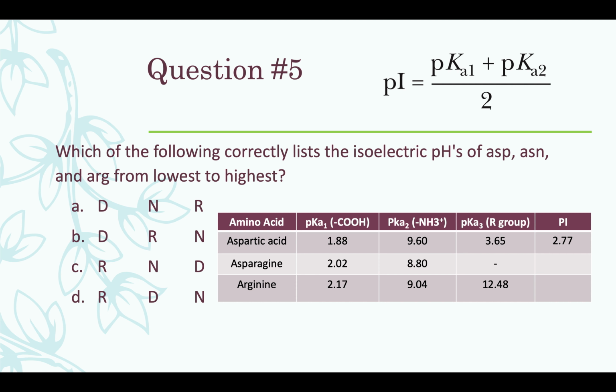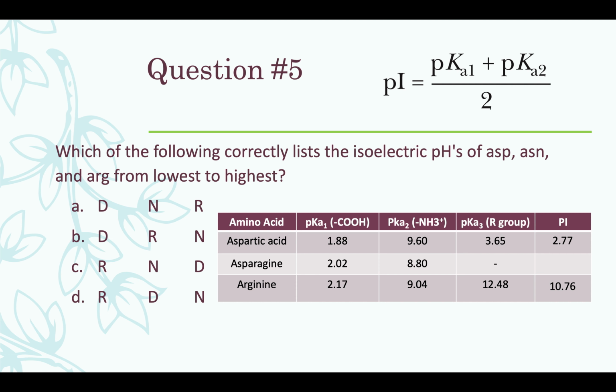On the other hand, for your basic amino acid like your arginine here, to calculate the pI, you have to use the two highest pKa values. Again, from the table, we can see that these are the pKa's that we will be using. So we have a pI of 10.76.